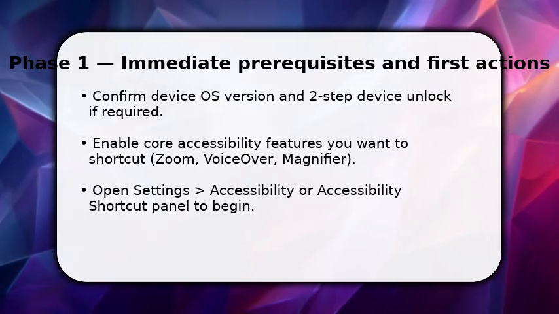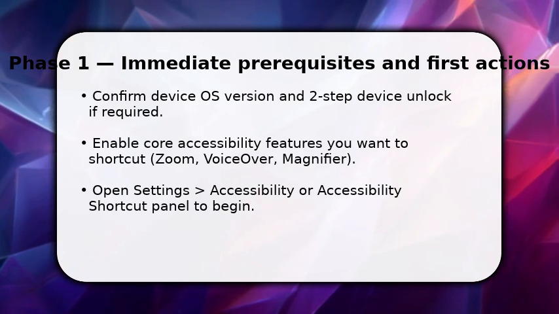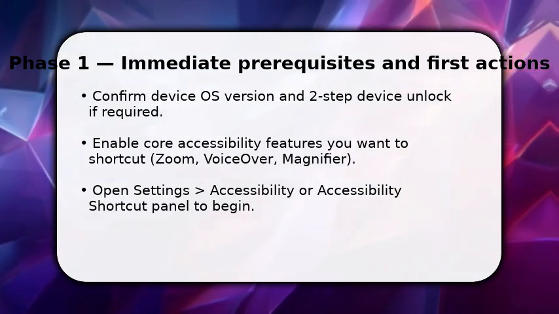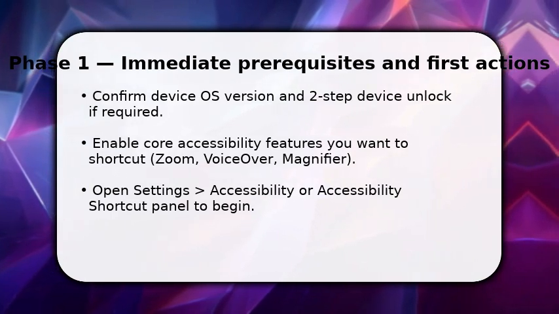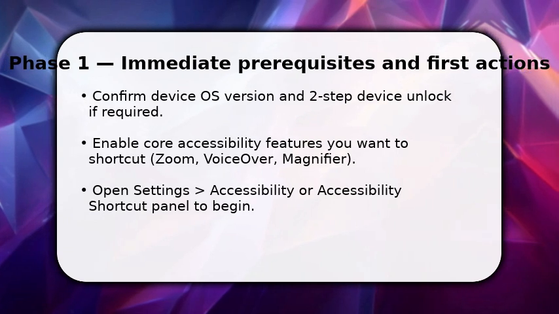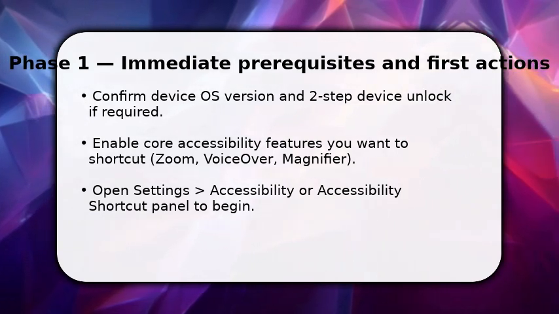You start by checking prerequisites. Confirm your device model and OS version, and make sure you can unlock the device. Once done, enable the accessibility features you plan to include, like zoom, voiceover, magnifier, or assistive touch.